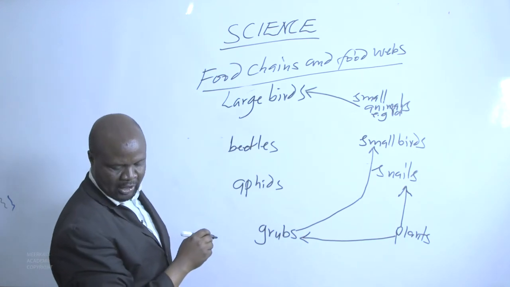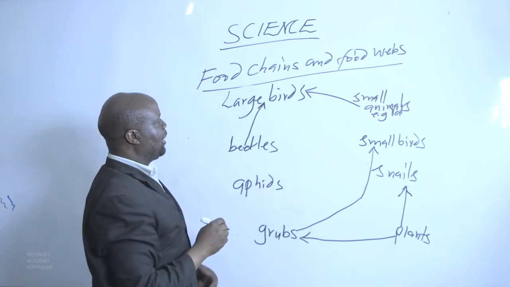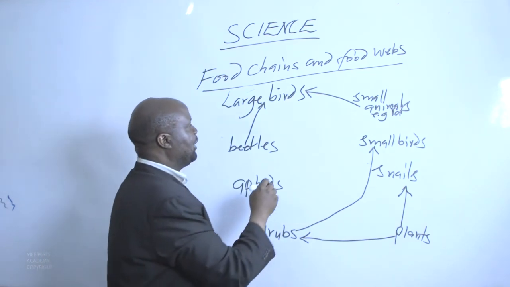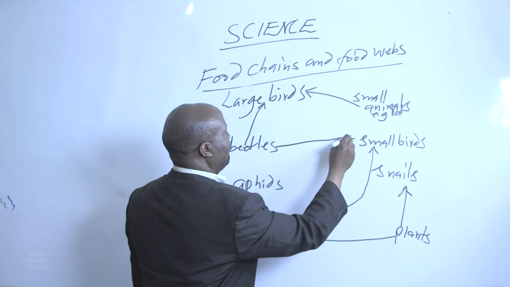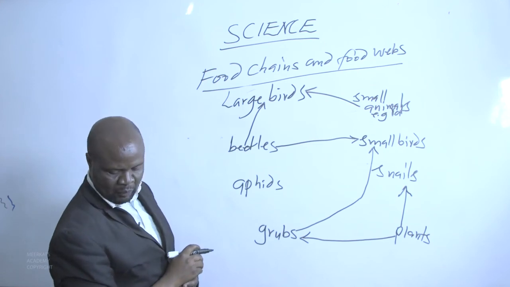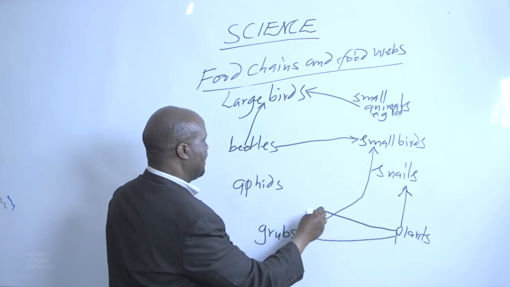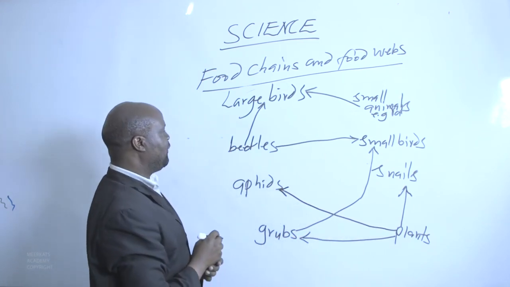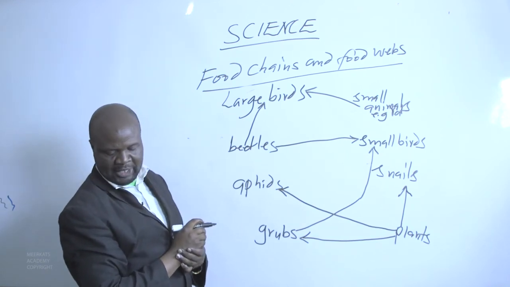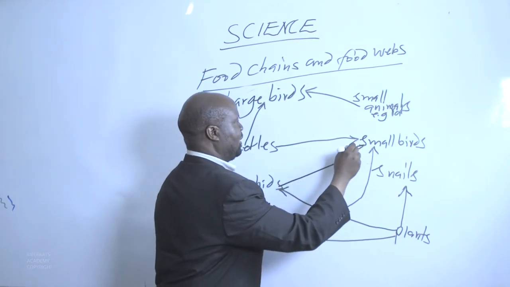And when we come to our beetles, they can also be eaten by the bigger, large birds. And at the same time, they can also be eaten by the small birds. So we can have an arrow showing small birds that they also feed on the beetles. And when it comes to aphids, we say aphids feed on plants. We can have an arrow coming from the plants to the aphids. Then from aphids, we can also have an arrow indicating that aphids can be eaten by the small birds.